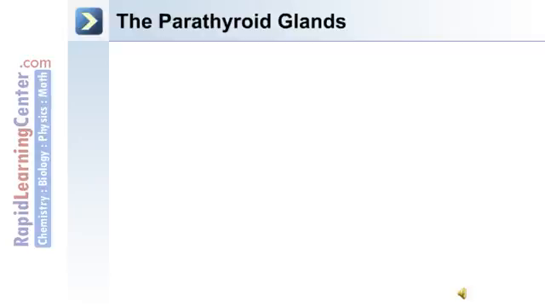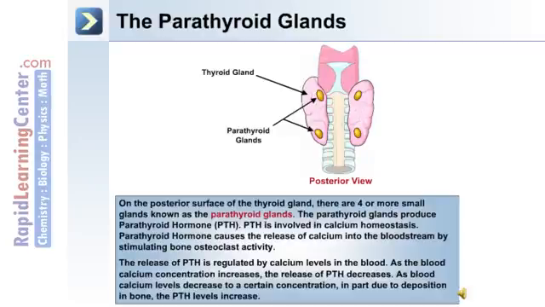Located on the posterior portion of the thyroid glands are the two pairs of parathyroid glands. The parathyroid glands produce parathyroid hormone, or PTH. PTH is involved in calcium homeostasis. Parathyroid hormone causes the release of calcium into the bloodstream by stimulating bone osteoclast activity.